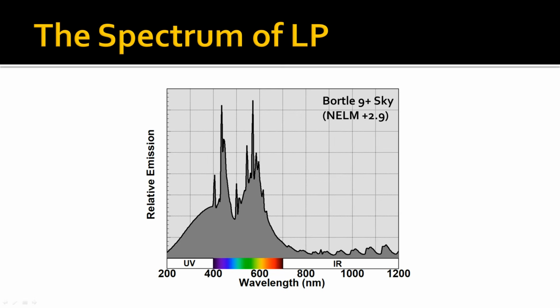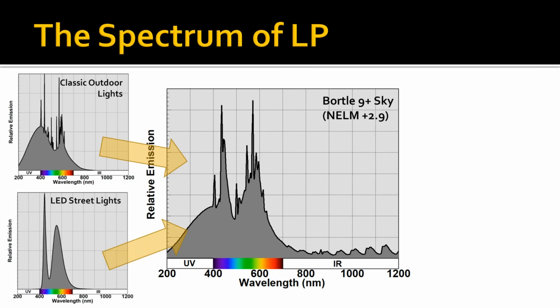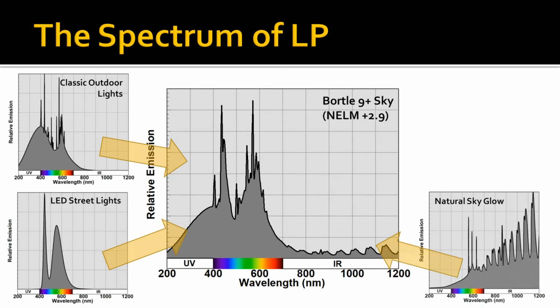The spectrum is made up of different light pollution sources. The first being classic outdoor mercury and sodium vapor lighting. Next is newer LED-based street lighting, which most of the city of Ottawa now has. The third main component is naturally occurring sky glow that is emitted from molecules in our upper atmosphere.